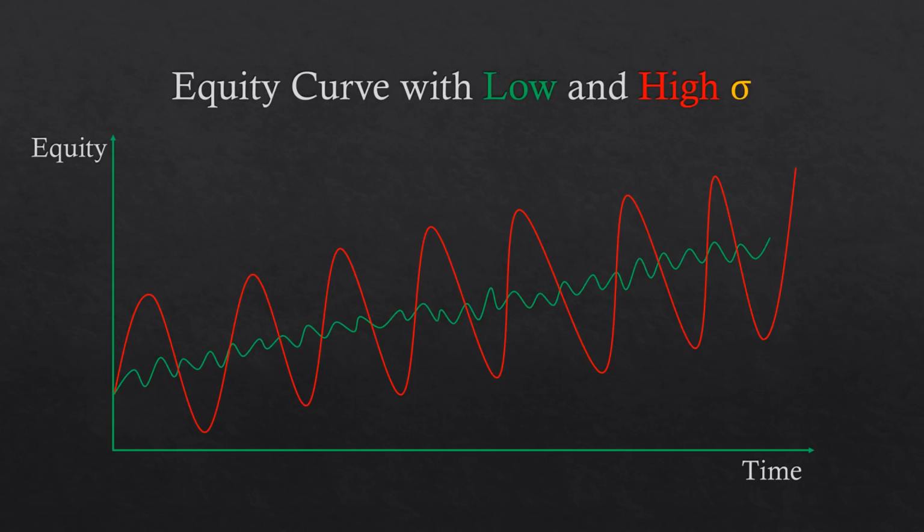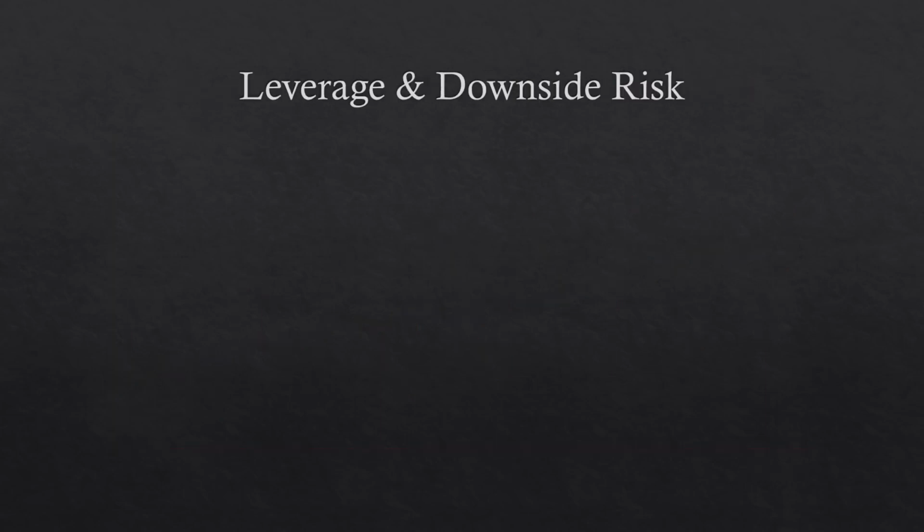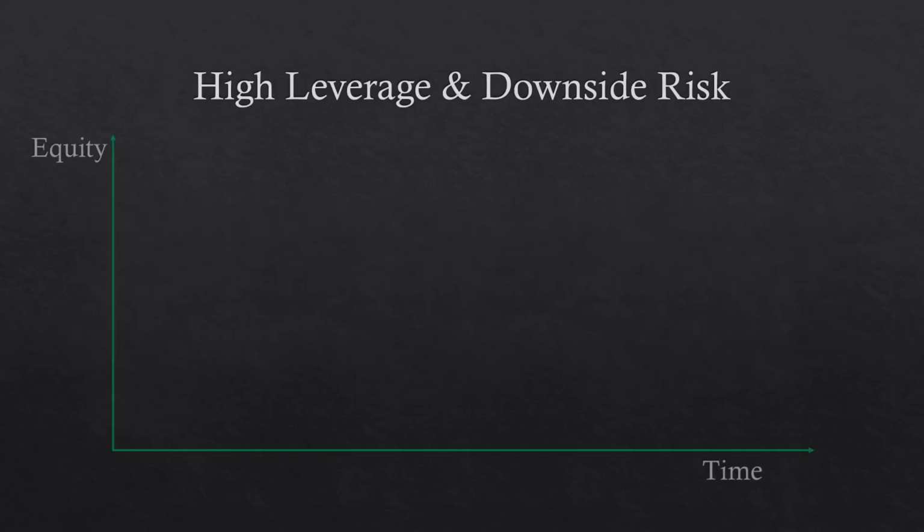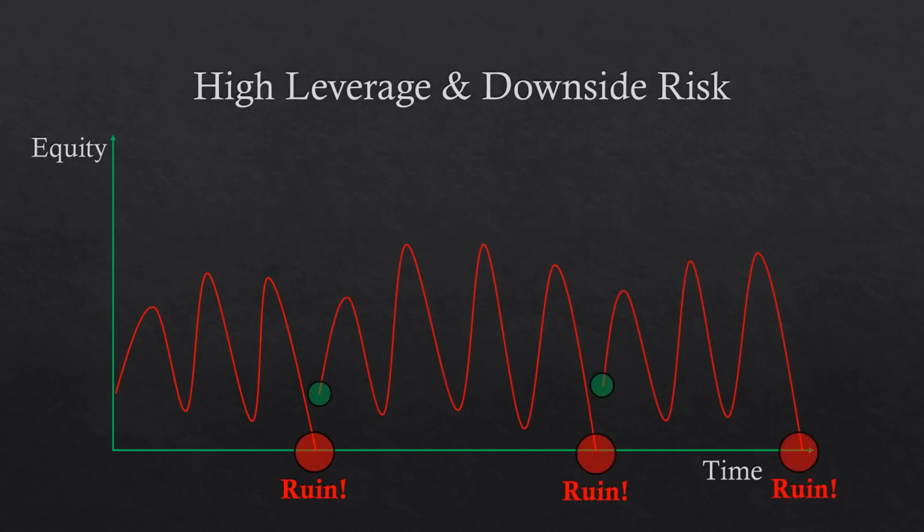Here comes the first problem of high risk caused by high leverage. When leverage is too high, your account will not have enough capital to sustain downside risk. Once again, we can easily understand that geometrically. Upside risk is never a problem. The greater the positive return you get, the better for your equity. However, if downside risk is too great, your account will break over and over again.